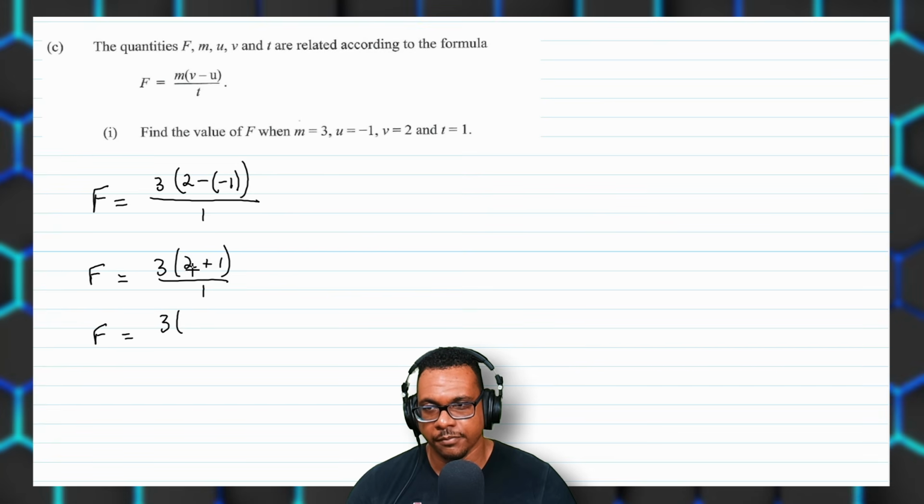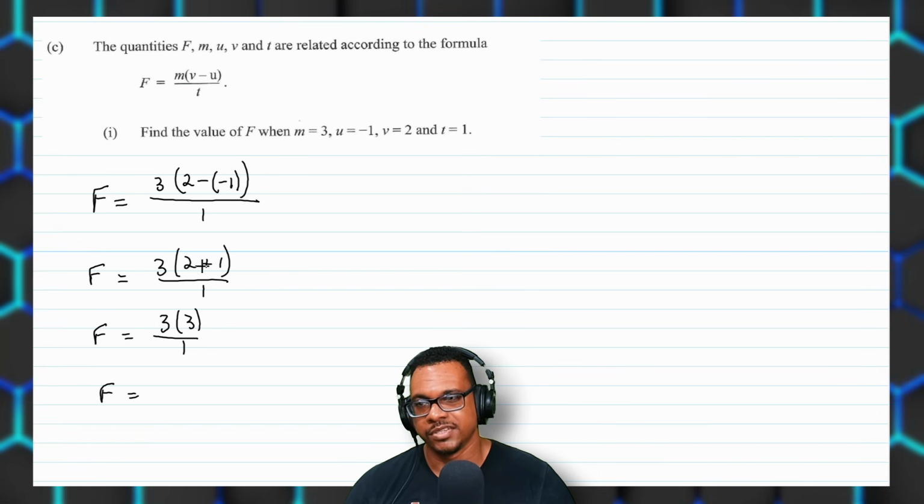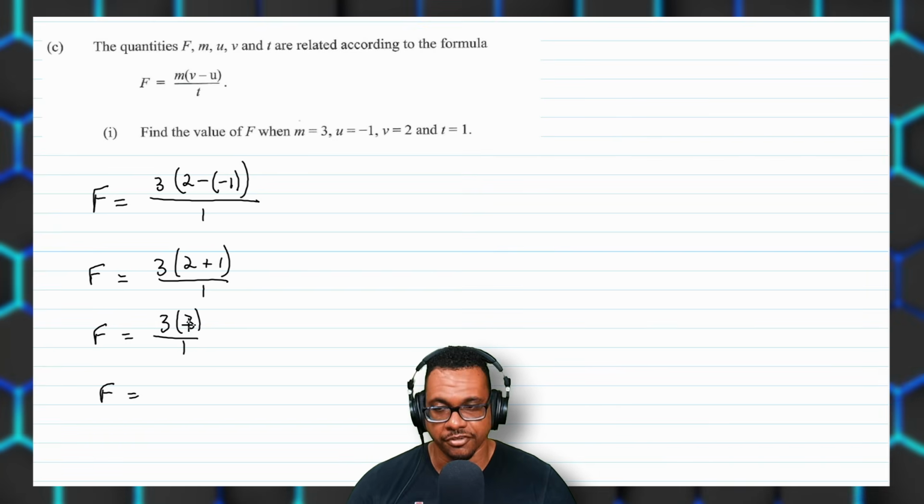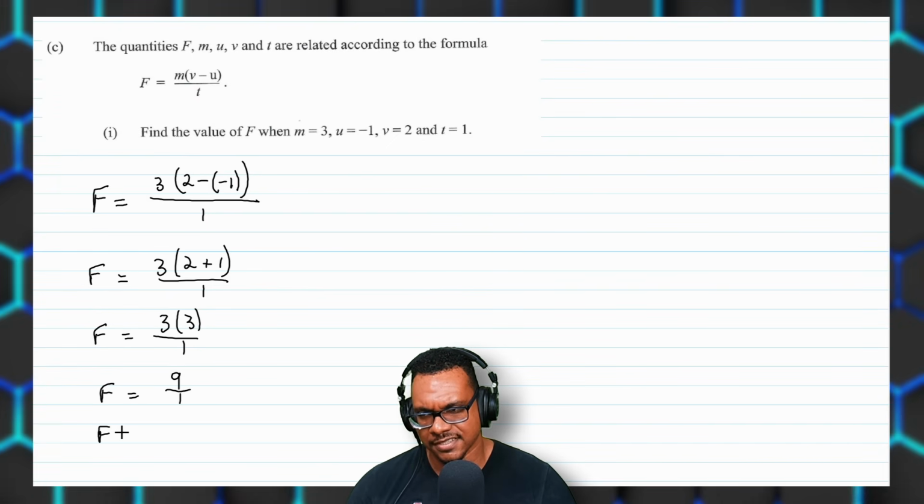So 3 by 3. Right? Because 2 plus 1 is 3 over 1. And 3 by 3, that would mean, right? Brackets mean multiply. So multiplying this M here by what's in the brackets. And what's in the brackets works out to be 3. So 3 by 3, 9 over 1. And of course, 9 over 1 is just 9.